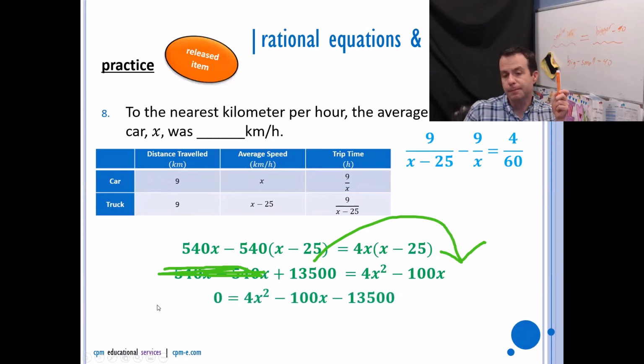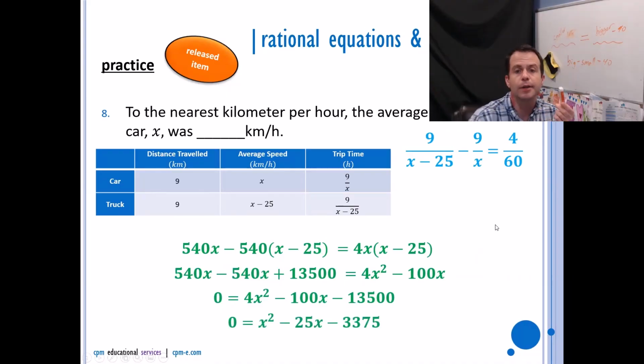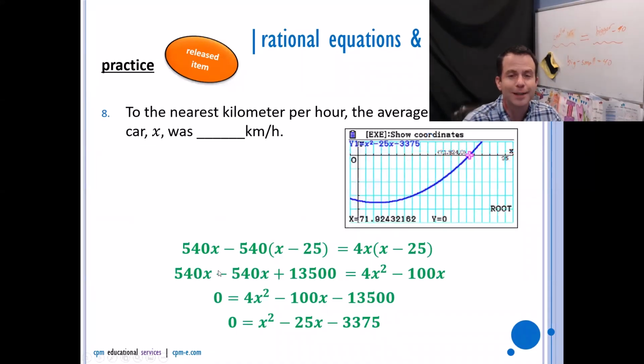Okay, so I end up with 0 equals 4x squared minus 100x minus 13,500. All of that's divisible by 4, so I could make my numbers a little smaller. Okay, and now I want to look at either factoring, the quadratic formula, or graphing. I feel like I've made you do enough factoring over the last few videos, so I will graph this.